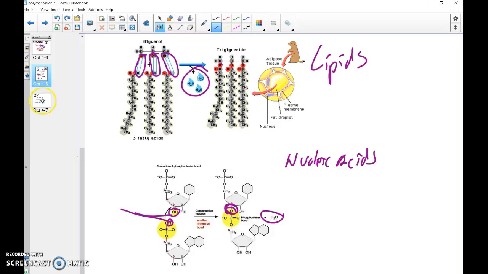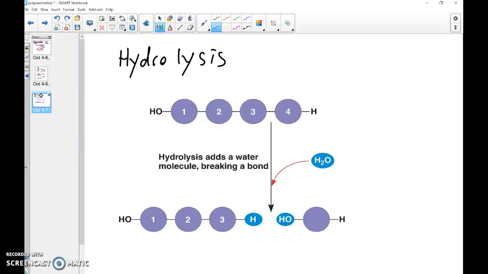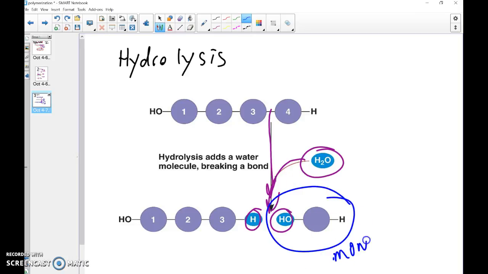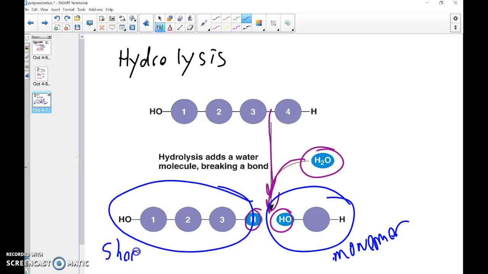Now the flip side of this is, if I can combine these molecules by taking a water away from them, I also can separate these molecules by adding a water. So right here, if I take this water molecule and add it to this bond, I can separate it back into over here what amounts to my monomer, and over here what is a shorter polymer. And it's shorter because one piece has been taken off.